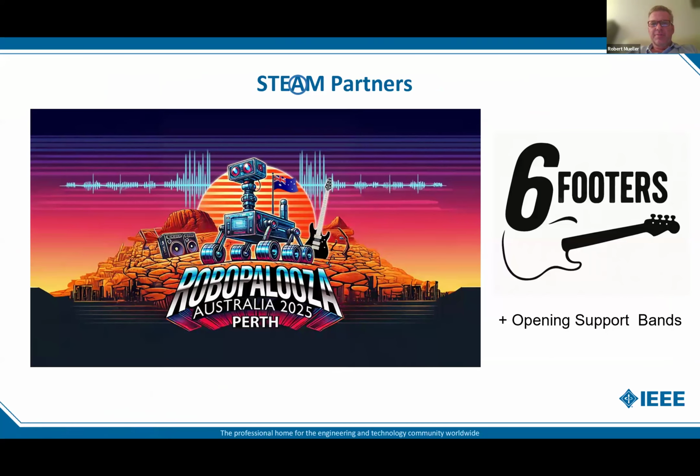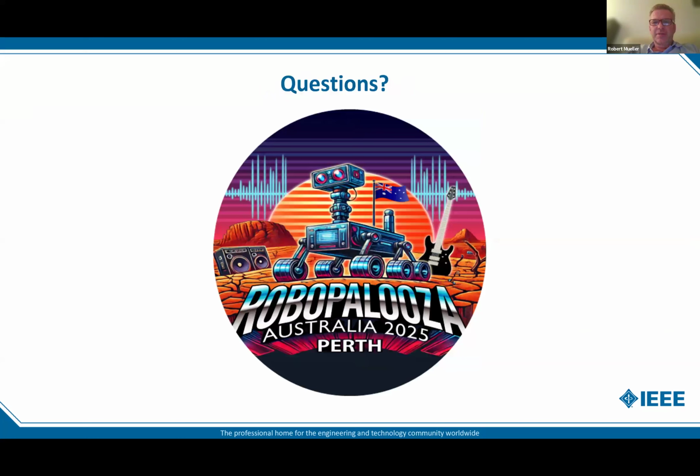Now it's not just STEM. If you add A to it, it becomes STEAM, and A stands for arts. And in the arts, we're saying that the music is part of the A. And so we'll have these rock and roll bands. There will be some opening bands, and then the headline act is the Six Footers. They're a local Australian band in Perth. And so we're trying to make this an exciting event. I think it's going to be a lot of fun. That's it. I'd be happy to take any questions.